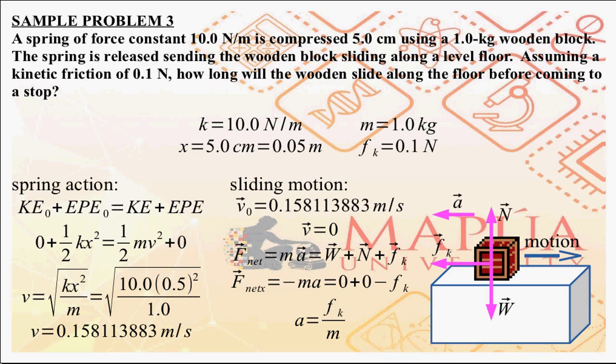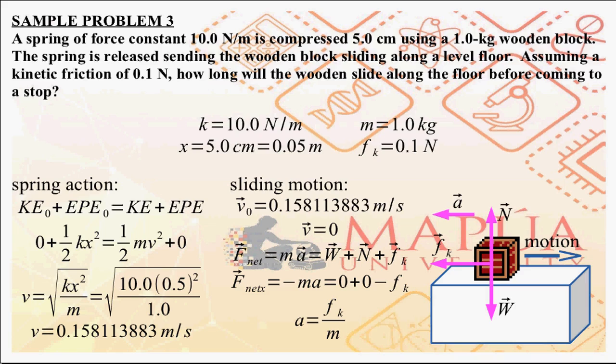the action of friction is to slow down the object. So eventually, the object will come to a stop. How long will the wooden block slide along the floor before coming to a stop?